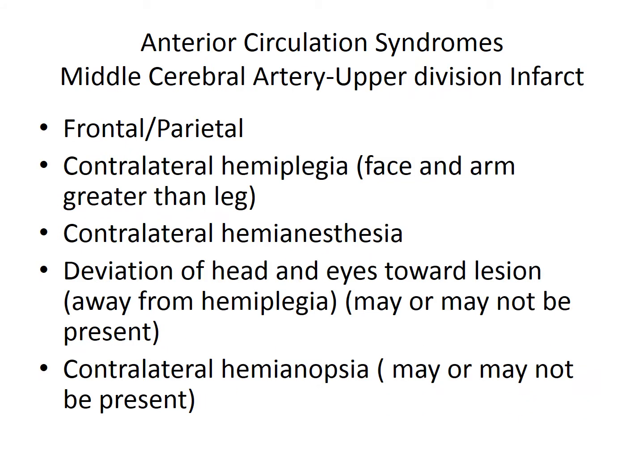Okay, continuing on, if you have an infarct in the upper division of the middle cerebral artery, we would expect to see frontal and parietal involvement. Therefore, deficit-wise in our clients, we would see contralateral hemiplegia. The face and the arm would be greater than the leg. We would also expect to see contralateral hemianesthesia, and deviation of the head and eyes toward the lesion, away from the hemiplegia. Again, this may or may not be present. The same with contralateral hemianopsia. We may or may not see this.